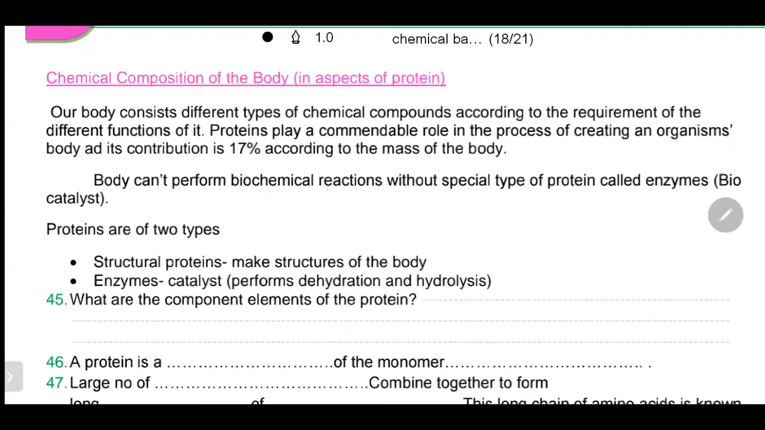70% according to the mass of the body. Okay, so this 70% of the body is, that means dry matter, protein. Body can't perform biological reactions without a special type of protein called enzymes, biocatalysts.